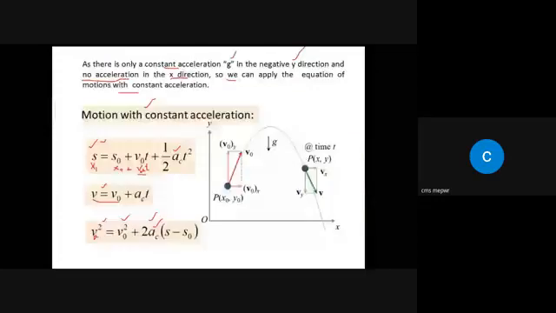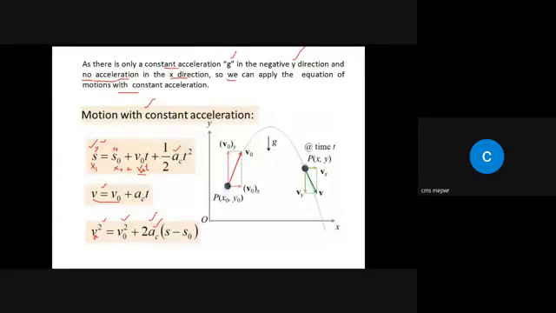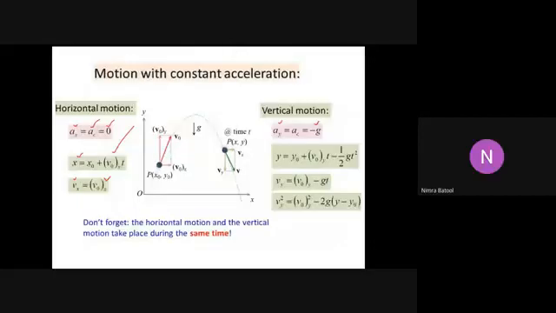This one will become y. If the position is y, this one will become y0. This one will become v0y t, and this one will become half g t squared with a minus sign. So this will be the equation. Are you getting me?